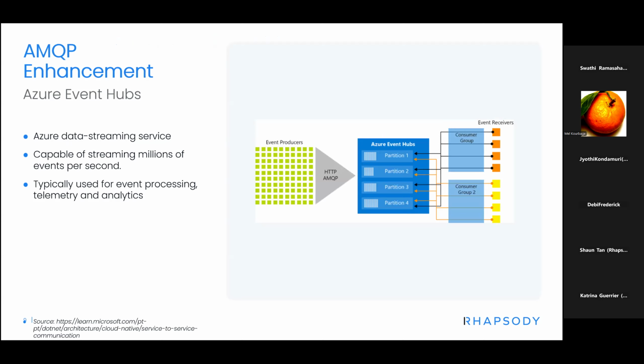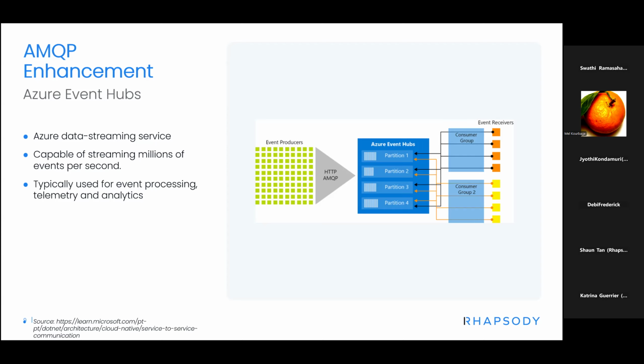Moving on, we also have an AMQP COM point enhancement. We are enhancing it to support connectivity with Azure Event Hubs. So what is Azure Event Hubs? I've taken an image from a Microsoft architecture page. This is not my diagram, but I've got the source for it at the bottom.